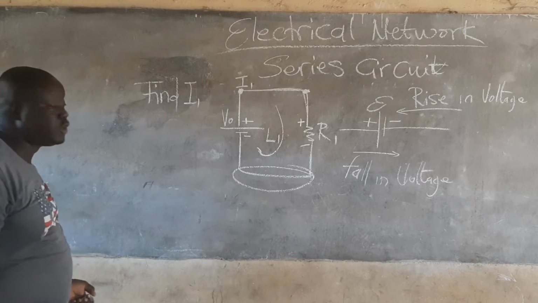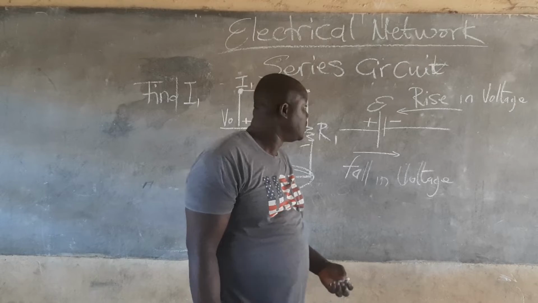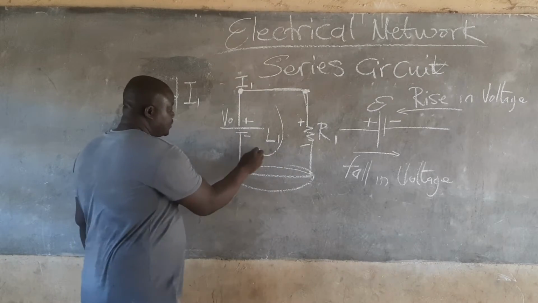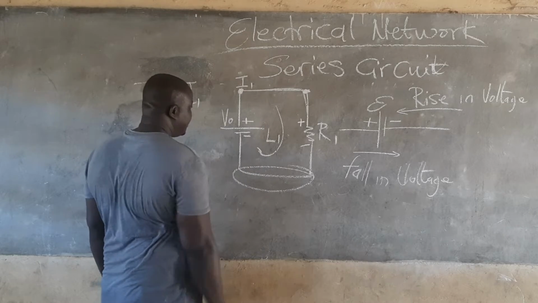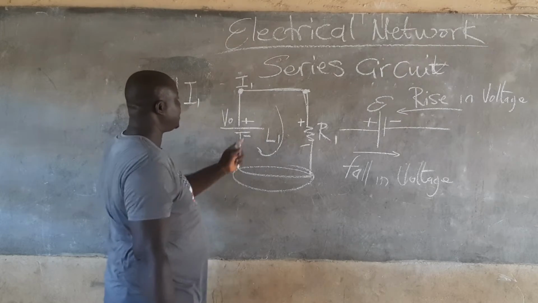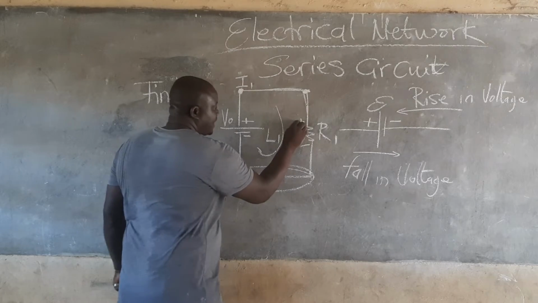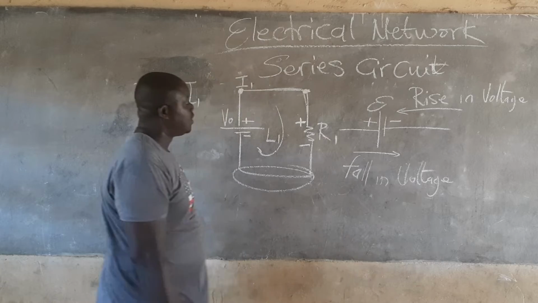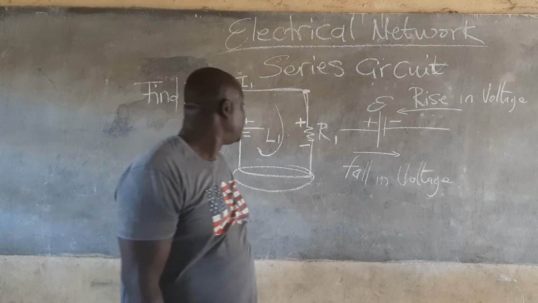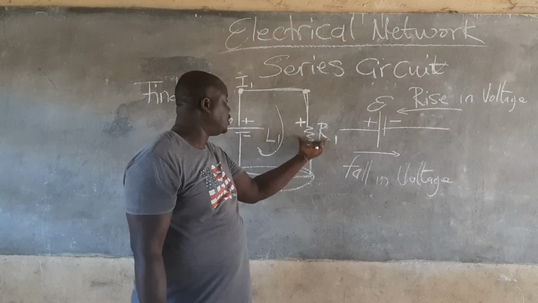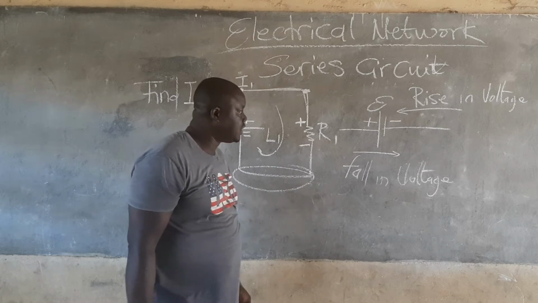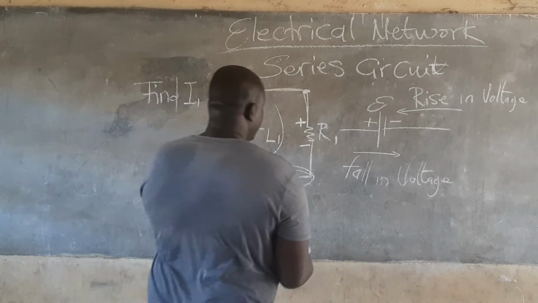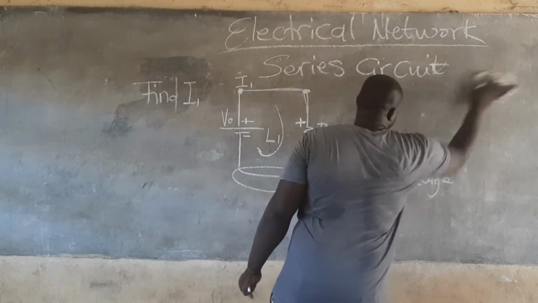So now we want to use the algebraical equation to find the current. You know that when current is moving from the negative region to the positive region, it's a voltage rise. When we are moving from the positive region to the negative region, it's a voltage drop, because there will be a voltage drop here in the resistance. So they ask us to find current. Let's see how we find the current.